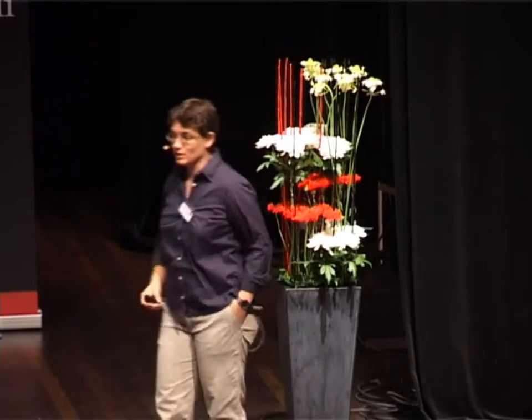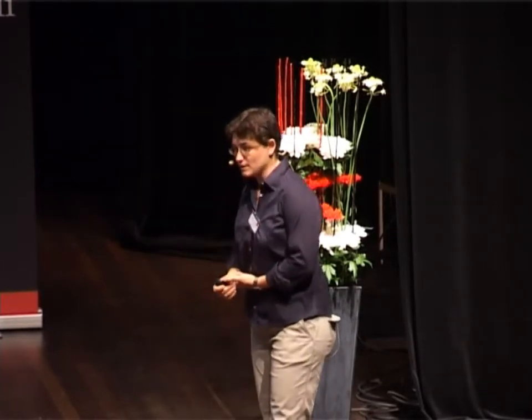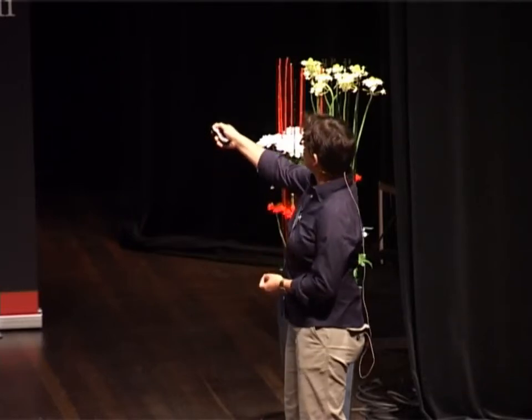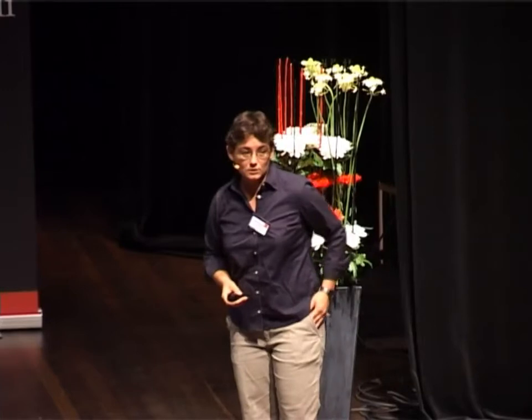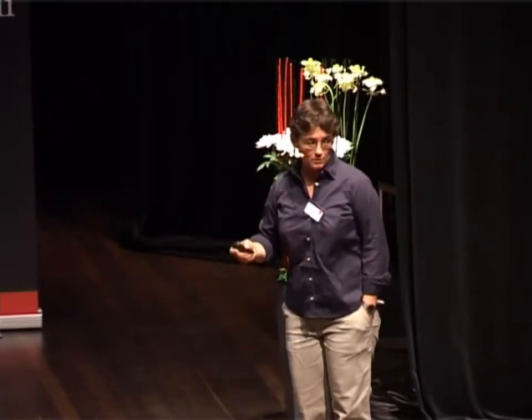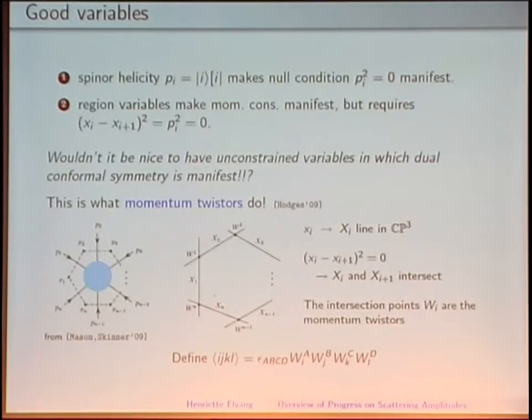So wouldn't it be nice to have some unconstrained variables where momentum conservation is manifest, where the null on-shellness condition is manifest, and at the same time, the dual conformal symmetry is also a clear property. This is exactly what the momentum twistors that Hodges introduced a couple of years ago do.